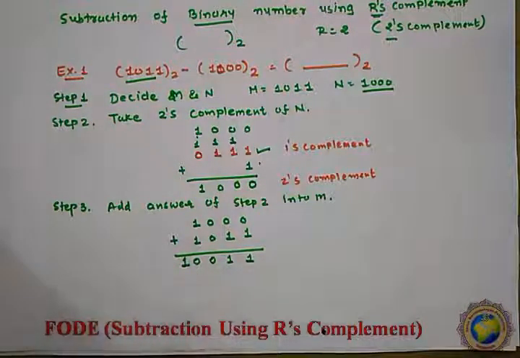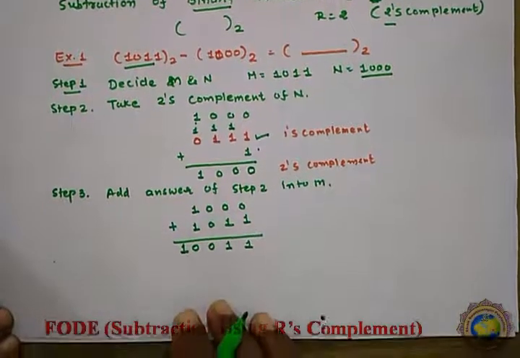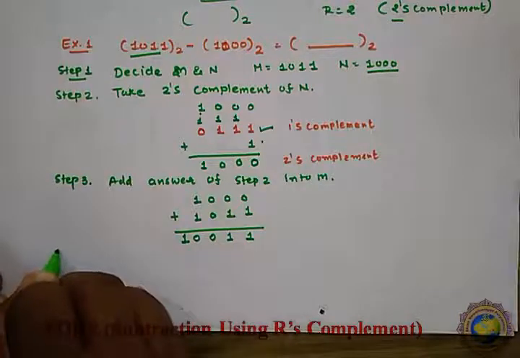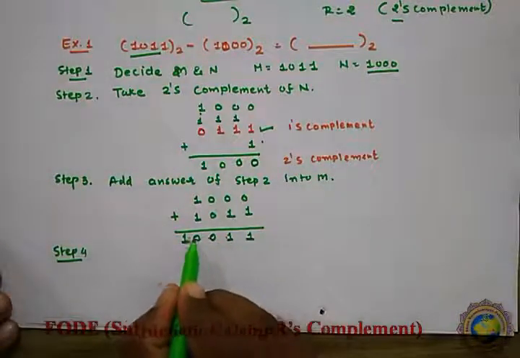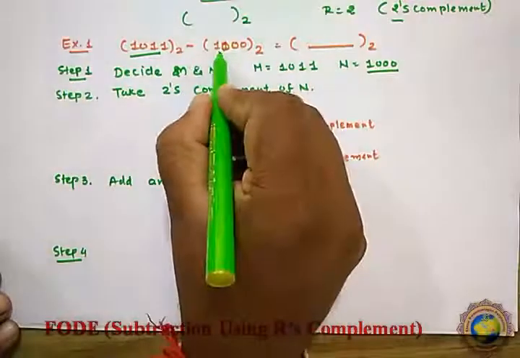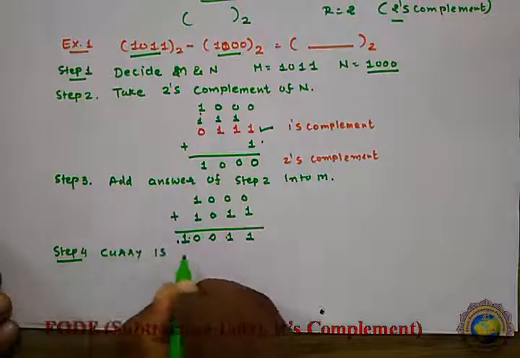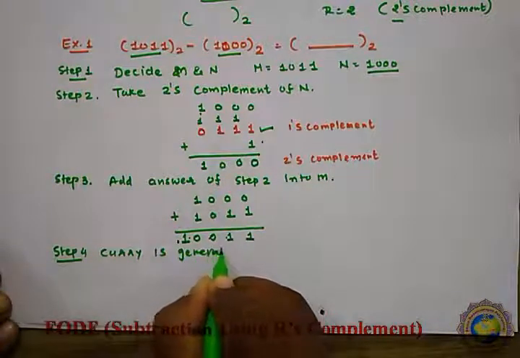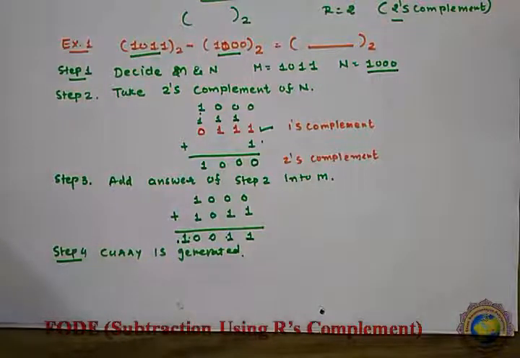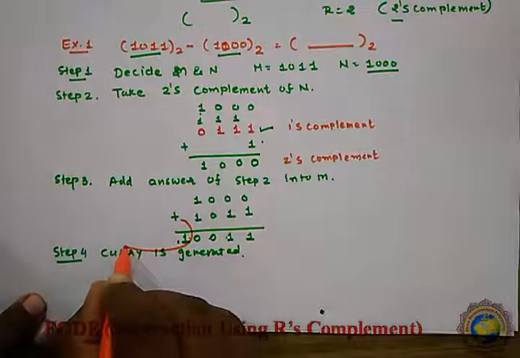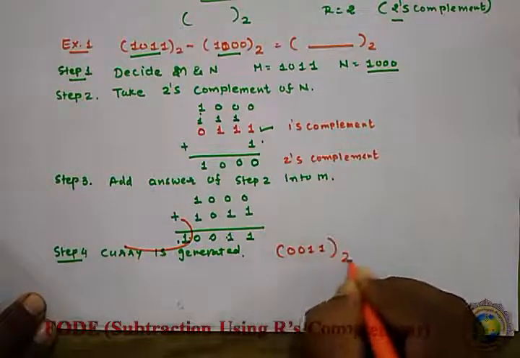Now the final step, step number 4: see whether a carry is generated or not. See how many digits are there: 1, 2, 3, 4, 5. And what is the maximum digit count? 4. So a carry is generated. This carry must be removed. So this carry is removed. So what is the answer? 0011. This is our answer.